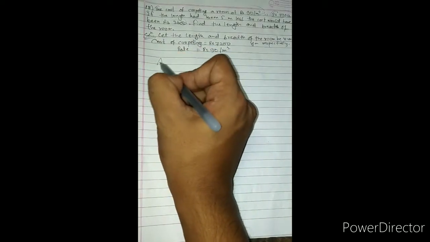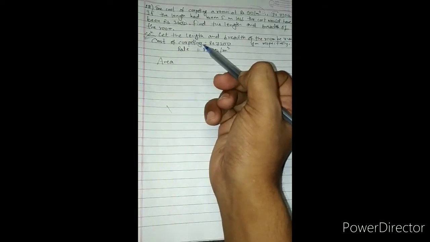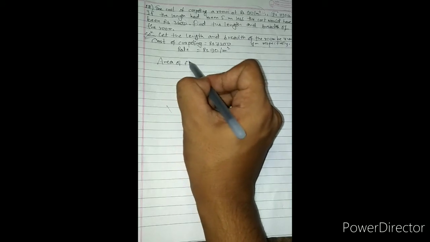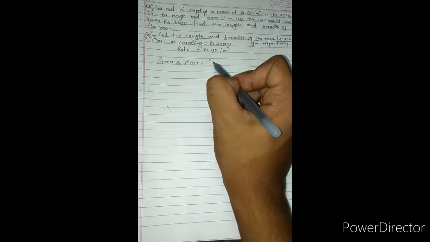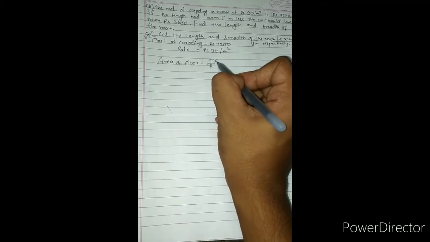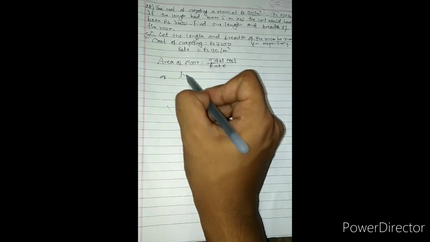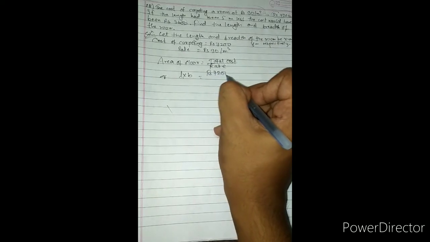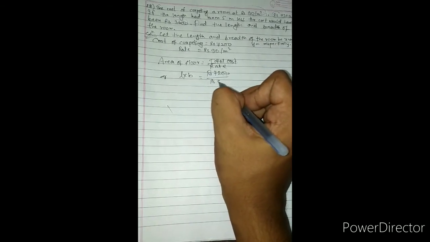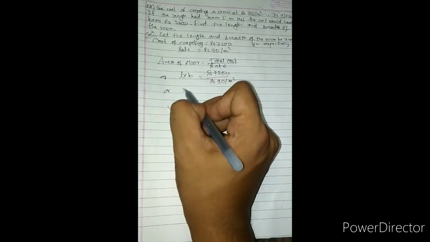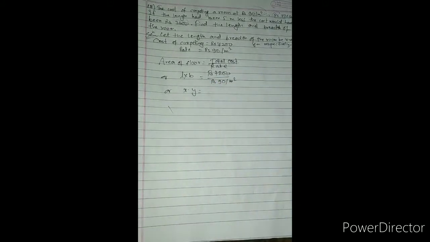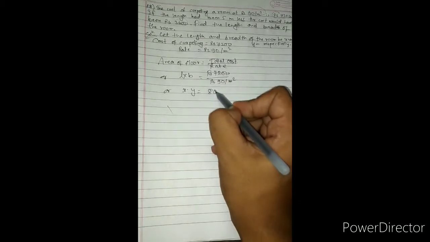Now from this we can find the area of the floor, which is total cost by rate. Area of floor is L into B. What is the total cost? 7200 divided by rupees 90 per meter square. So x into y equals 7200 divided by 90, which is 80 meter square.